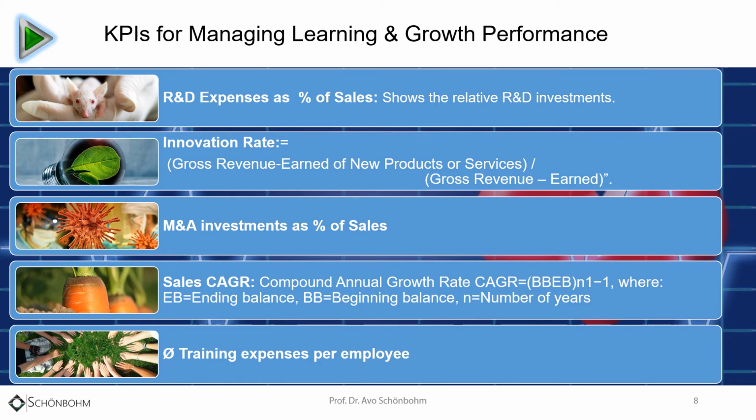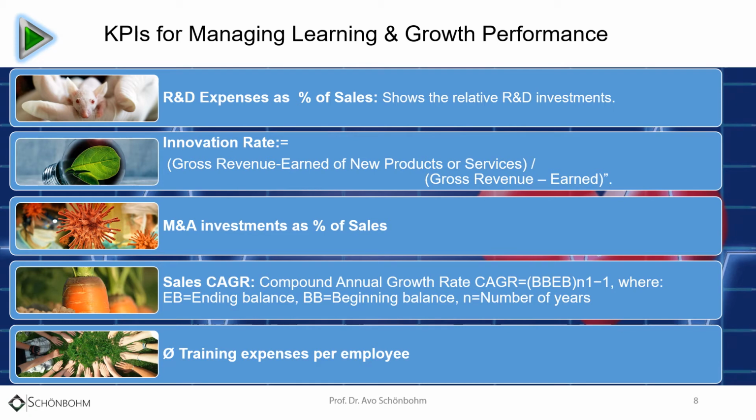Easy to calculate usually. The problem is we have here an input indicator. We put something into R&D, but we don't know whether we've got positive results. Therefore, we come up with number 2, the innovation rate.